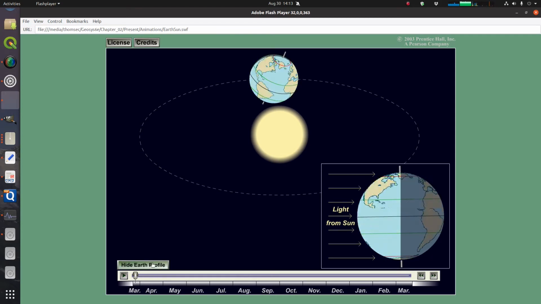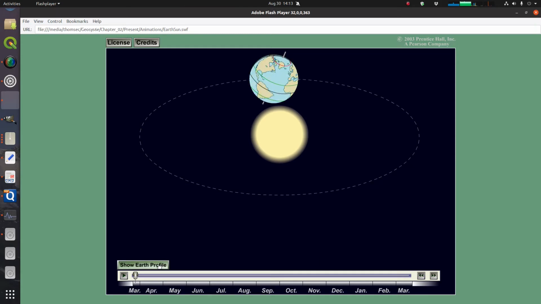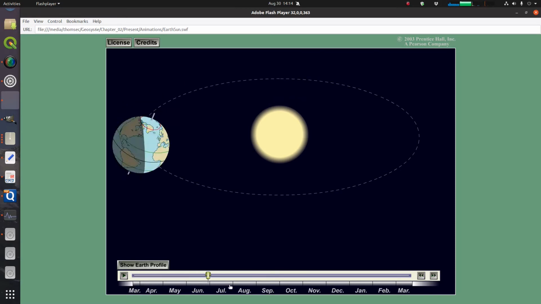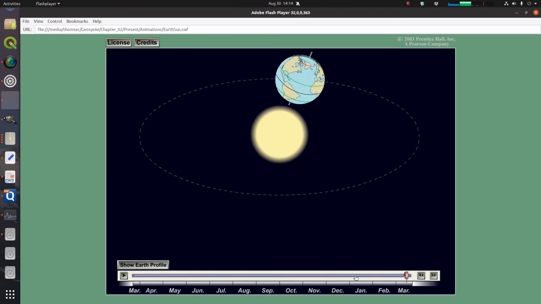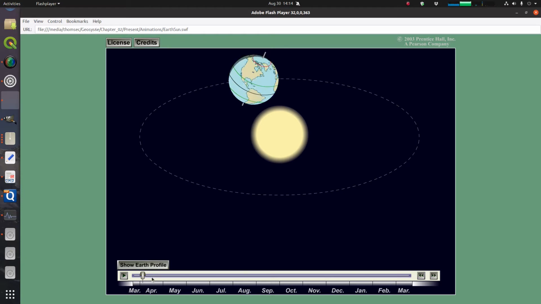So let's go through the other 4 reasons that we have seasons. You can see Earth is rotating on its axis. You can see that Earth revolves around the sun once a year. Because Earth is rotating on its axis, we have 24-hour days. It takes 24 hours for Earth to rotate.